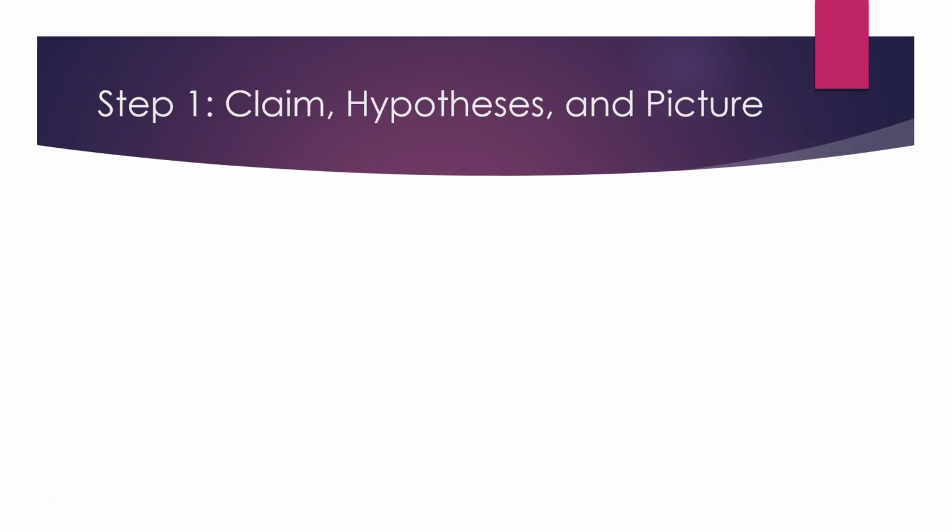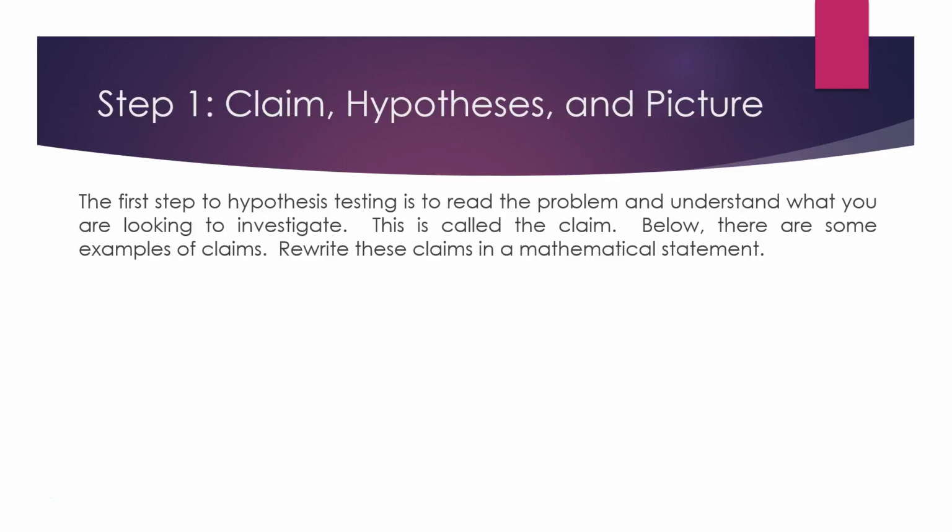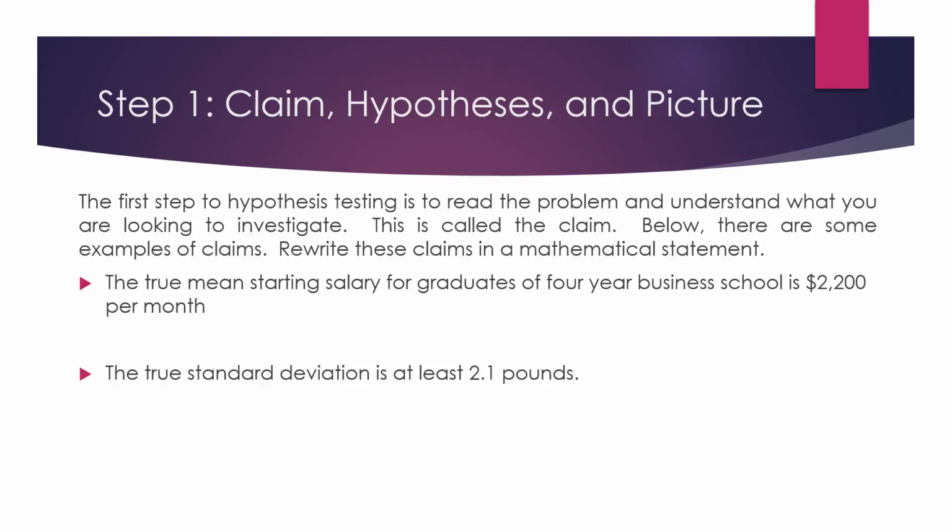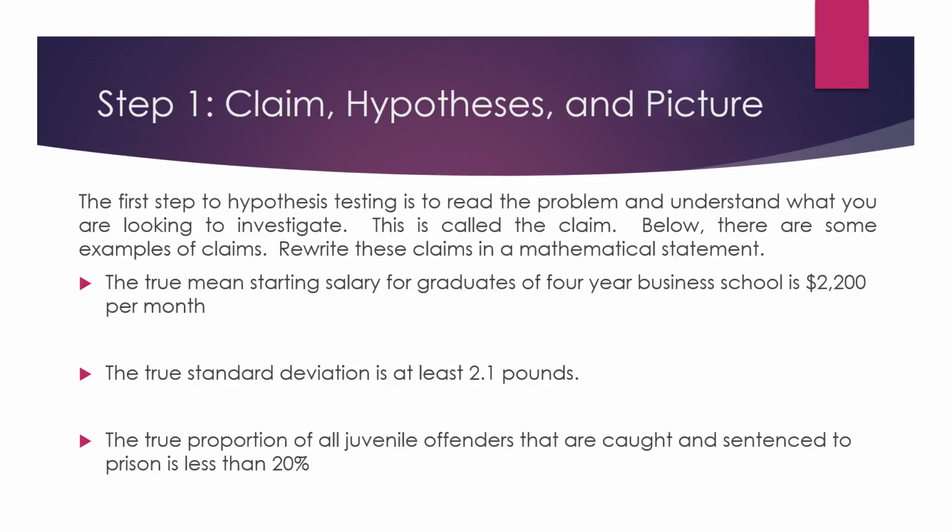So let's start going through our 7 steps, which will be the remainder of this lecture. The first step is setting up your claim, your hypotheses, and your picture. So the first thing is to read the problem and to understand what it is that this group or that you want to test. So here are some samples for claims, and what we're going to do is rewrite them in mathematical statements. So you're always going to write your claim first.